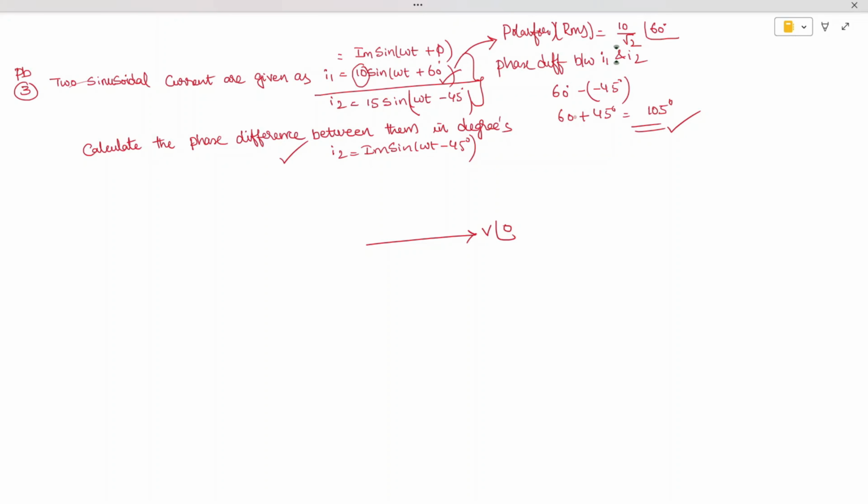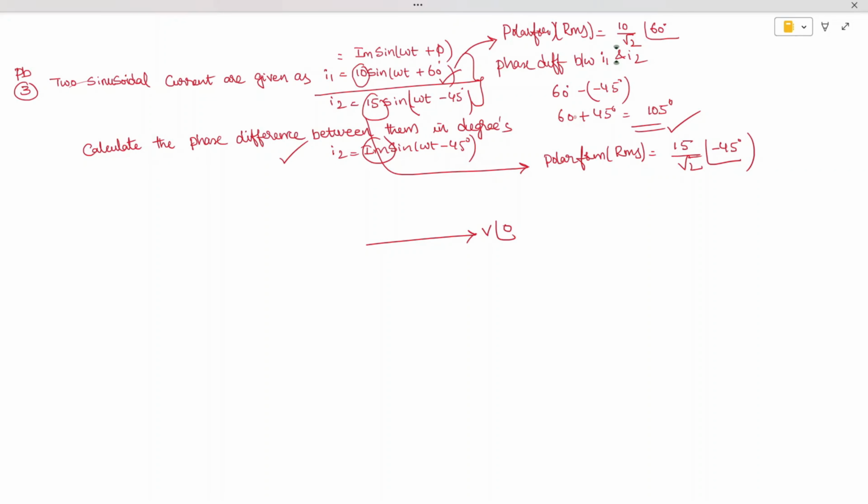Next one, how to write down for current I2. So this is the maximum value. When you write down in polar form, this is the RMS quantity, that is, the maximum divided by root 2, with an angle φ. What is this angle here? We are going to get minus 45 degrees. Okay, now let us try to plot.